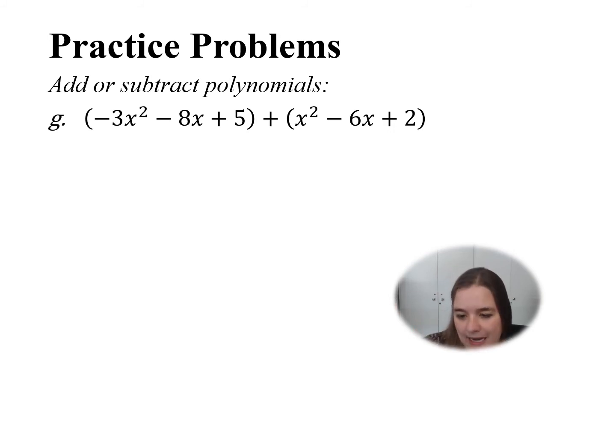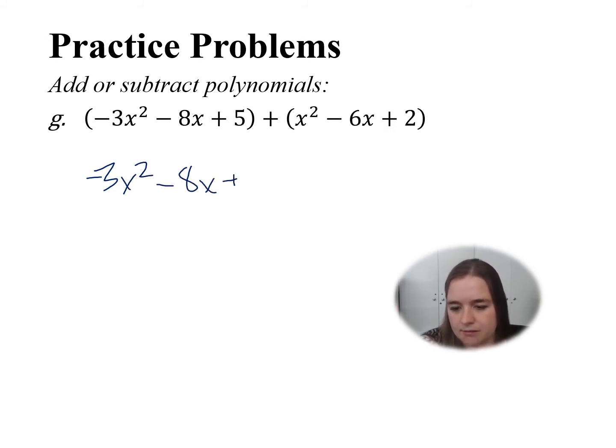So these are added together, so I know that those parentheses don't really matter because I can use that commutative property of addition where 2 plus 3 is the same as 3 plus 2. So I'm just going to get rid of my parentheses here because I know that this is the same with or without parentheses. So I have a negative 3x squared minus 8x plus 5 plus x squared minus 6x plus 2. Well, I know that minus is really the same thing as plus a negative.